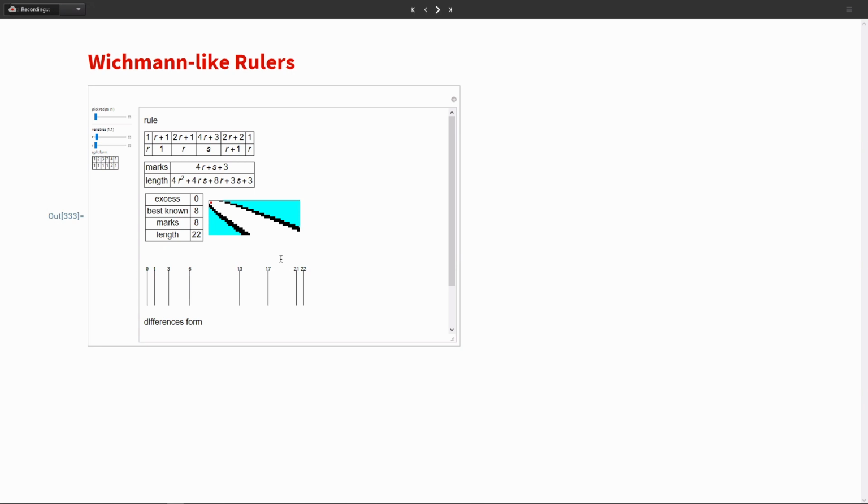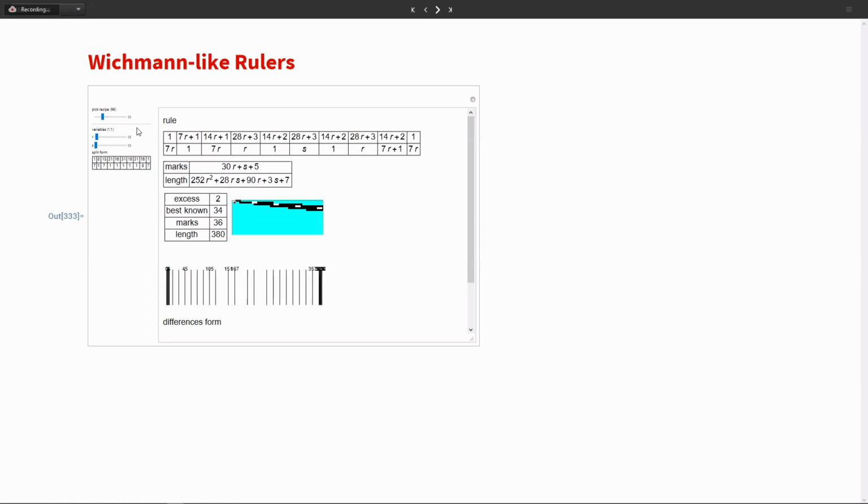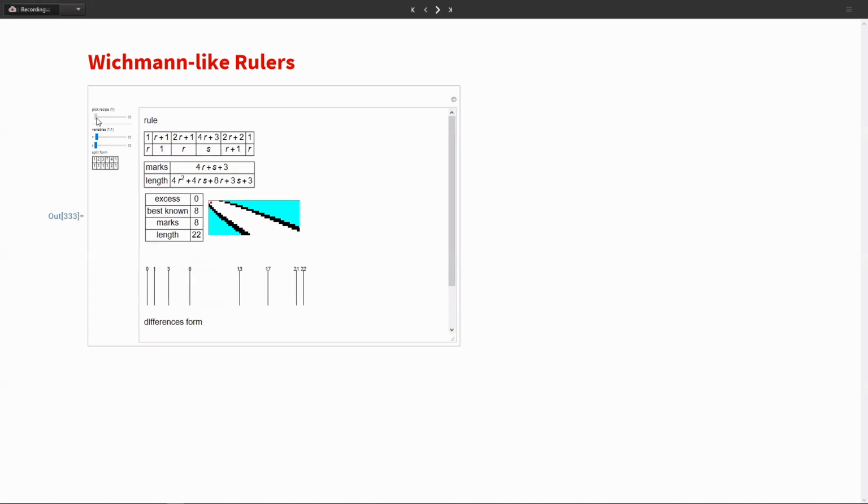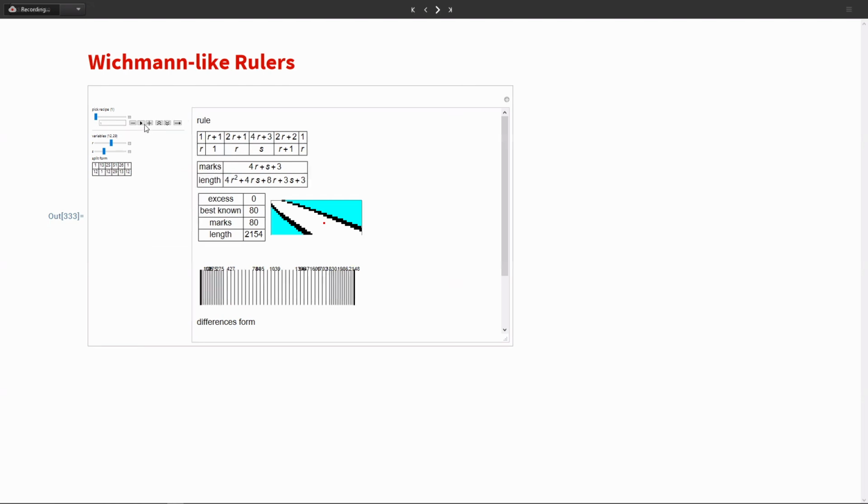So once I had a whole bunch of different Wickman recipes, I managed to find about 800 different ones. I started making different recipes, and this is the original recipe here. We can basically vary R and S. And if the red dot is in the white here, you basically get a ruler that has an excess of 0. If it's in black, it has an excess of 1.